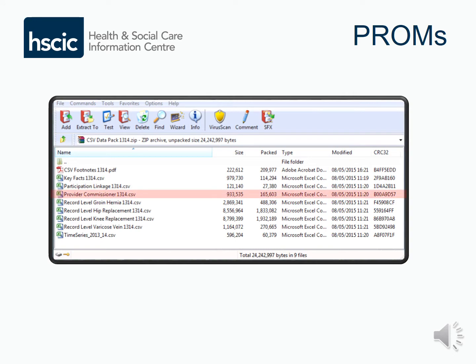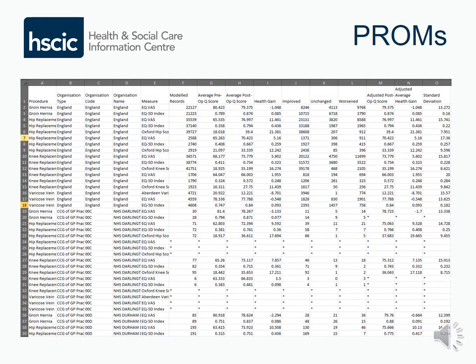The Provider Commissioner file is similar to the Key Facts file, in that it shows the number of patients who have improved, stayed the same, or worsened by procedure, measure, and organisation. However, this file shows these figures for modelled records only. A modelled record is a pair of pre- and post-operative questionnaires which contain a valid score for a given measure and can also be linked to a hospital record.